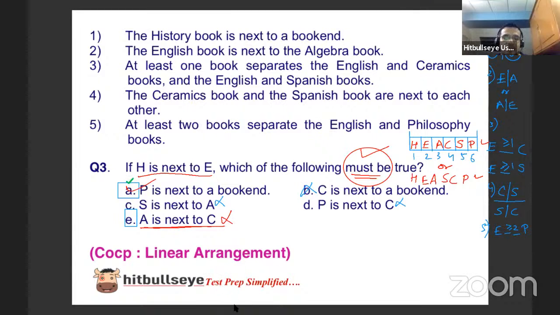B, next to the bookend, and E are not correct. Please check. We have to check for all the possible scenarios. This is a very important point to highlight. Clear everybody? Yashika clear? Shivika clear? Please confirm now. Whatever combinations there are, we will check for all of them. Then we will get the answer. All right, let's proceed.